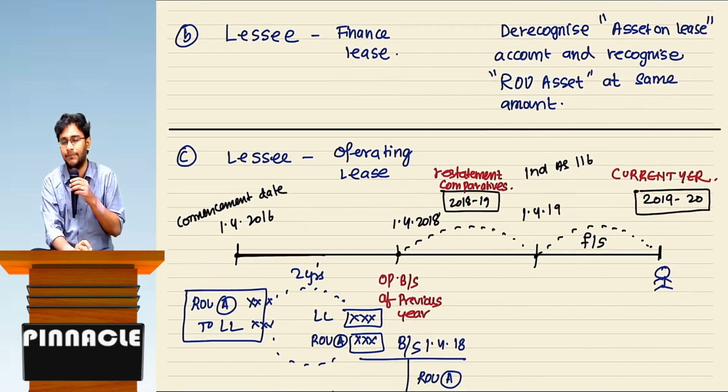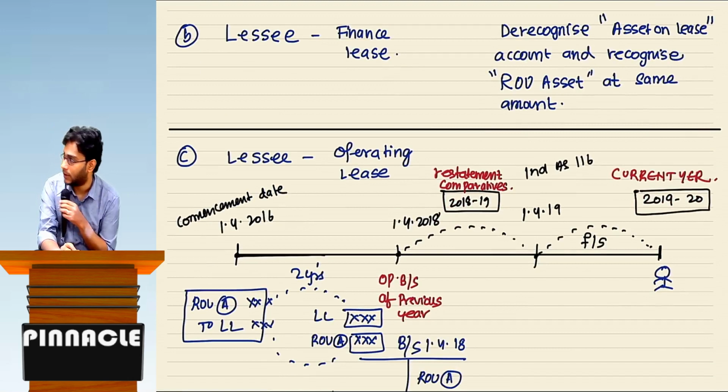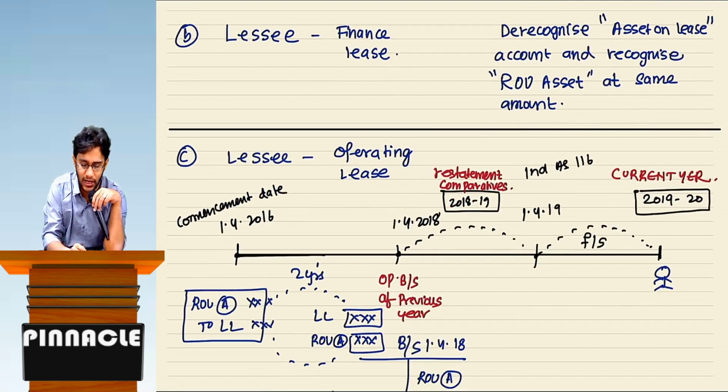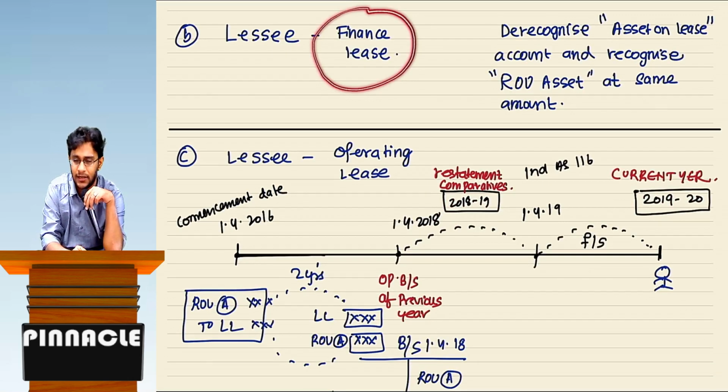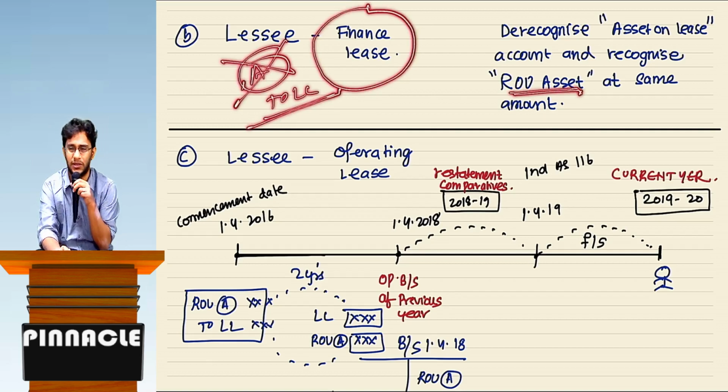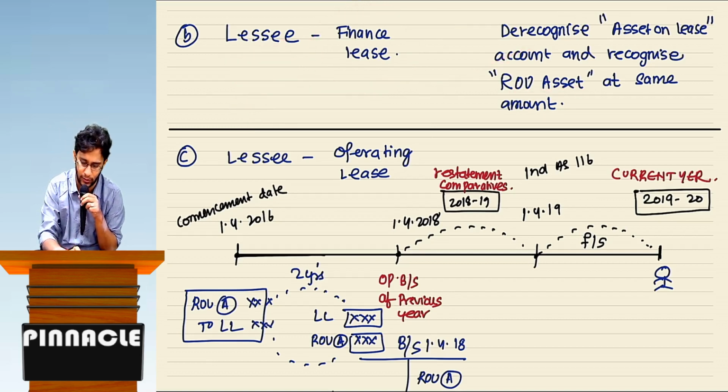But if you are a lessee in the old standard, then you have to see whether you were a lessee in finance lease or operating lease. Suppose earlier you were a lessee under finance lease, anyway you would have recognized an asset and also a lease liability. All you have to do is change the asset name into ROU asset with the same amount, so gain or loss possibility will not be there. So that is the second one.